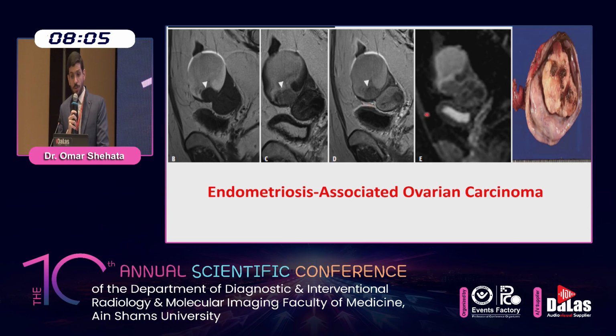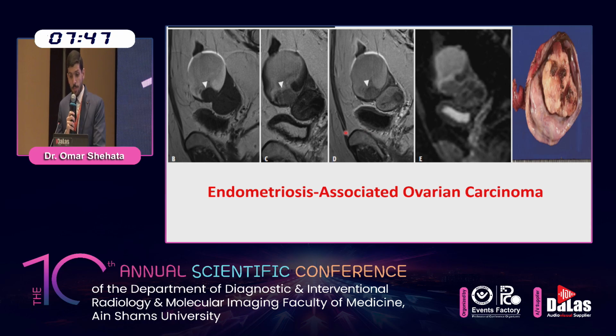The second key finding was increased tumor size. It was reported that an endometriotic cyst diameter of more than or equal to 9 centimeters, or a solid mural nodule larger than 3 centimeters in thickness, is an independent predictive factor for the future development of ovarian cancer. The last finding is lack of T2 shading.